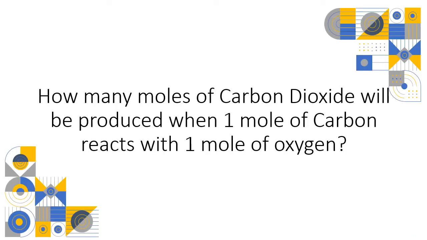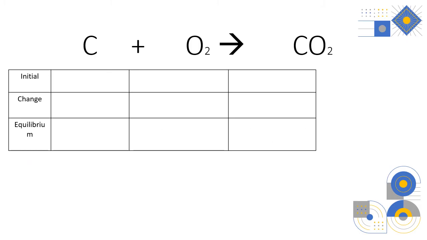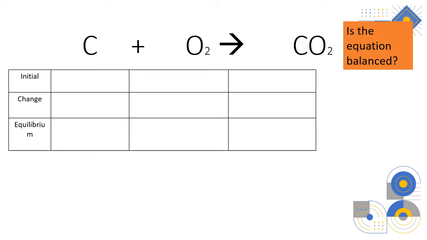Let's use this as an example. How many moles of carbon dioxide will be produced when 1 mole of carbon reacts with 1 mole of oxygen? Let's first write our chemical equation. It's C plus O2 yielding CO2. Is the equation balanced? Yes, it is already balanced. So our given states that we have 1 mole of carbon and 1 mole of oxygen.